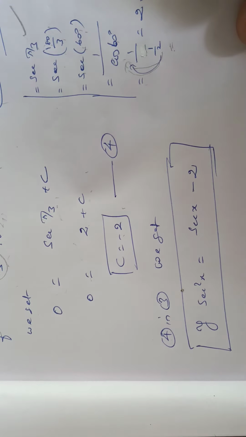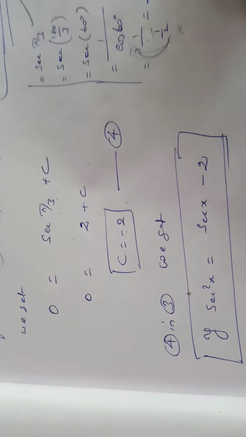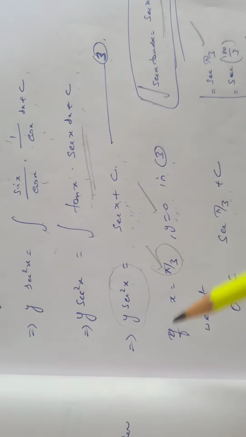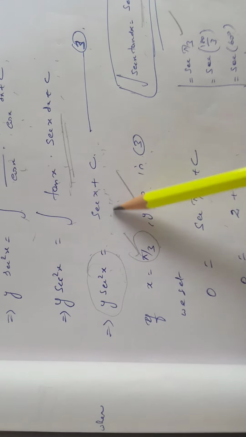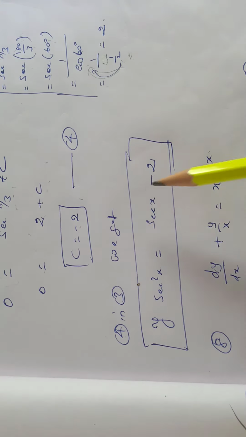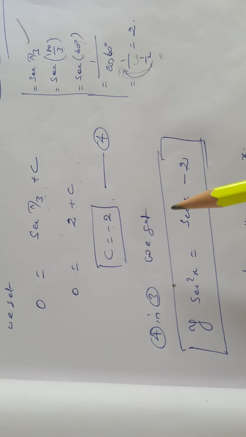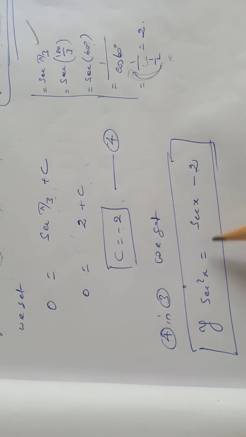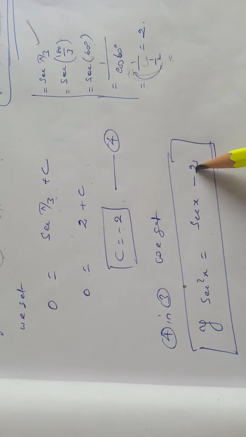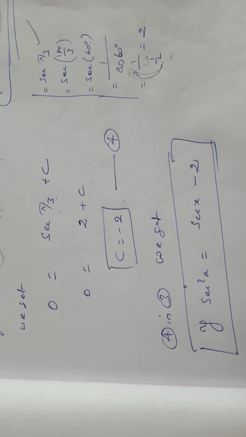So equation number 4 is applied in equation number 3. The final answer is y secant square x equals secant x plus c, where the value of c is minus 2. So the final answer is y secant square x equals secant x minus 2. Hence the problem.